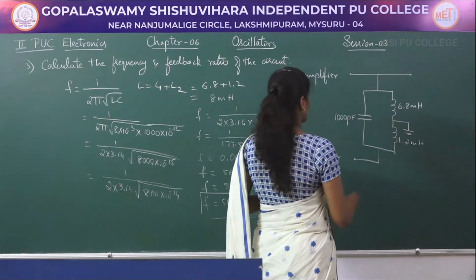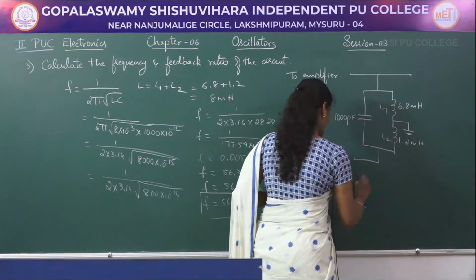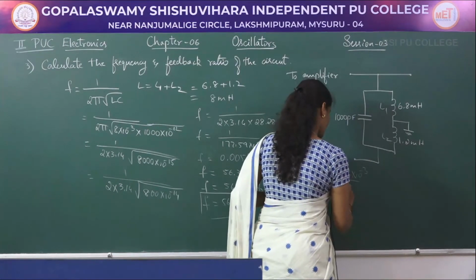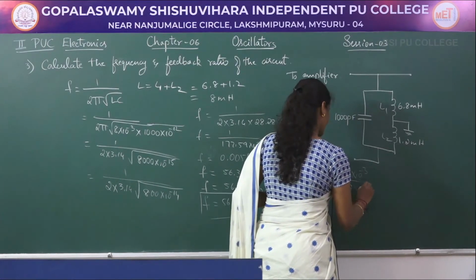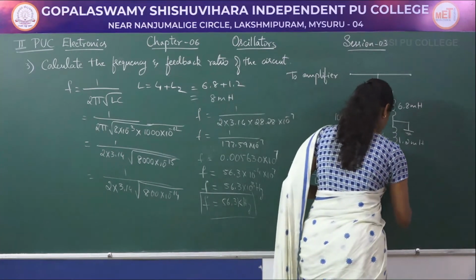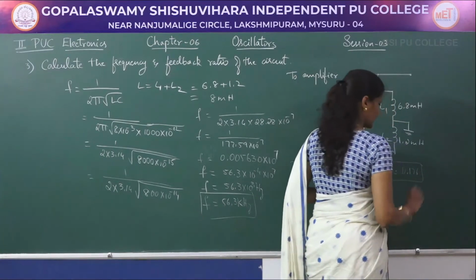L2 value is how much? This is L1, this is L2. L2 value is 1.2 milli, that is 1.2 into 10 power minus 3. L1 value is 6.8 into 10 to the power of minus 3. So the feedback ratio beta will be equal to 0.176. You are not having any kind of unit for this.